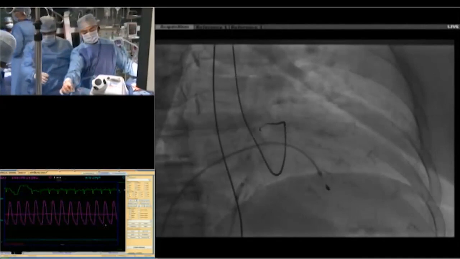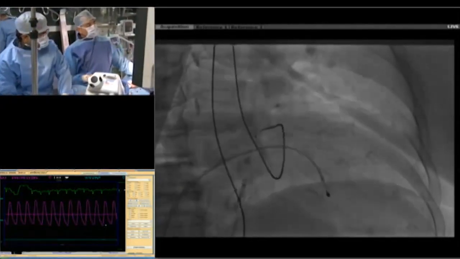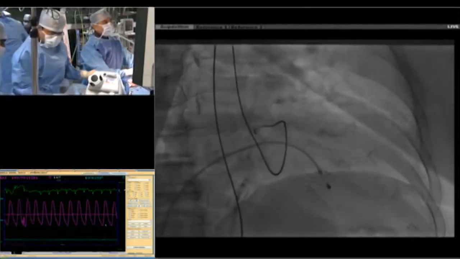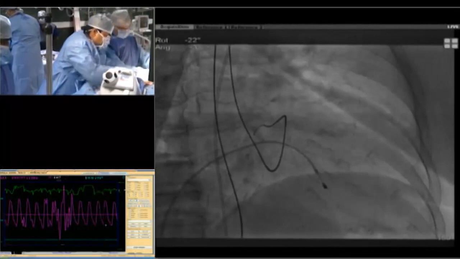Remove this, that contact keep is out. Now you can see on the screen here, Dr. Mehrotra has placed a regular wire in the LV. Over the regular wire, we'll be putting a pigtail in the LV. Let's get a pigtail, please.